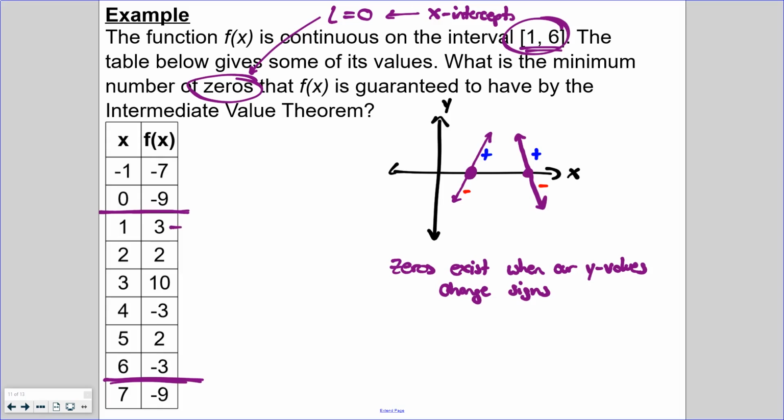And let's see. Our first point is positive 3. That's positive. Positive 2, still positive. Positive 10, still positive. But then we switch down to being negative 3. So that means between these 2 points, we have a 0. Woo! And then between negative 3 and 2, it looks like we change signs again. So therefore, we have another 0. And then from 2 to negative 3, we change signs a third time. So therefore, based on the information we're given, the minimum number of zeros guaranteed by the intermediate value theorem is 3.